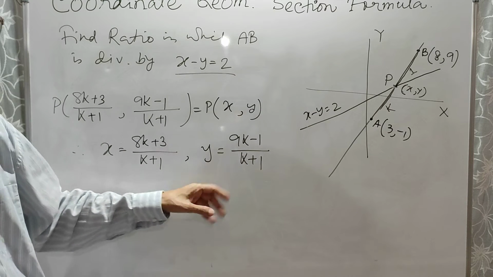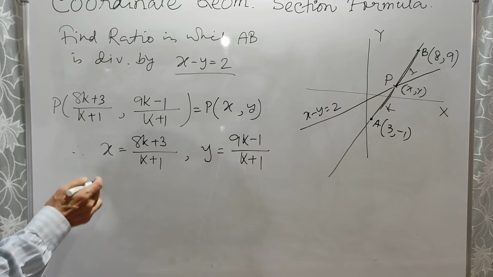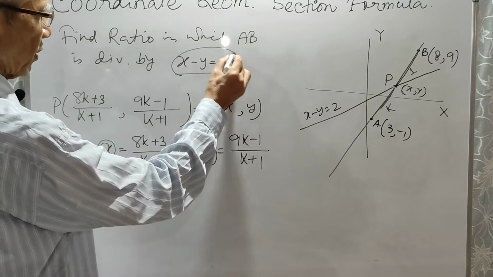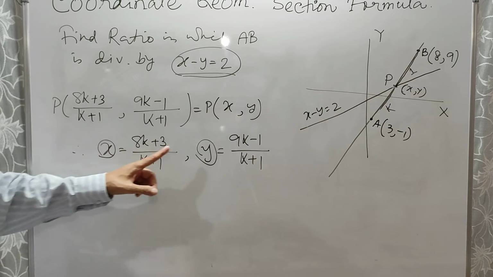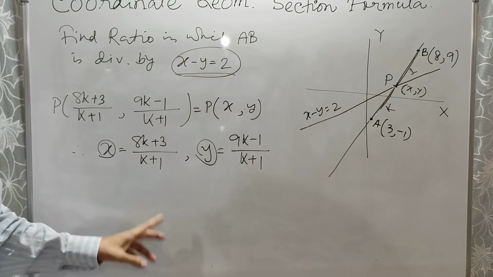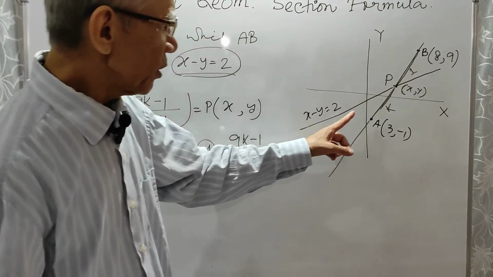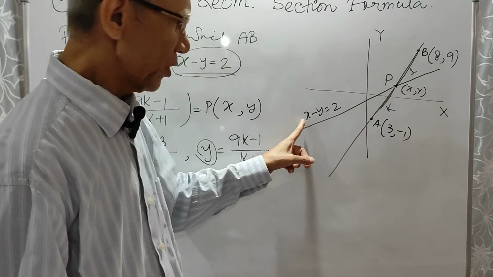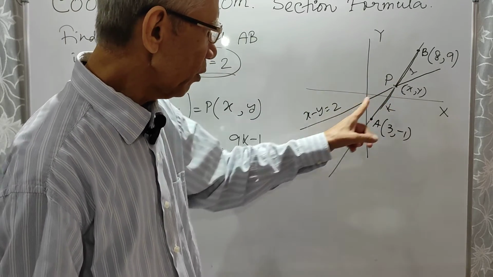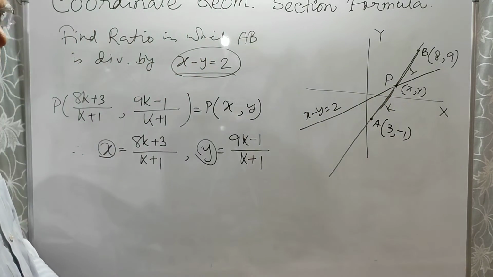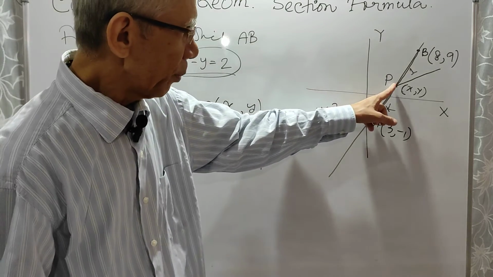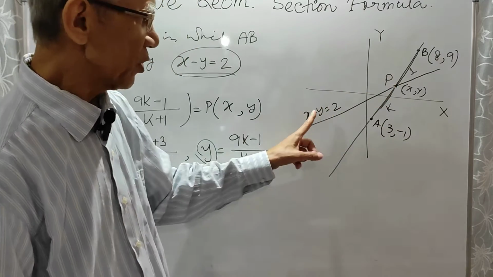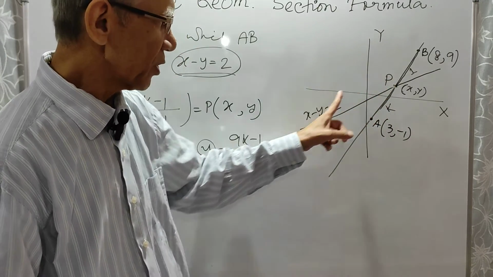Now what do we have to do? We have to find the value of k. Now these are the values of x and y. Now this is the equation. So what do we do now? We put these values here, because this point lies on this straight line. Therefore the coordinates of P will satisfy this equation. P lies on this straight line whose equation is this. The coordinates of P must satisfy the equation.